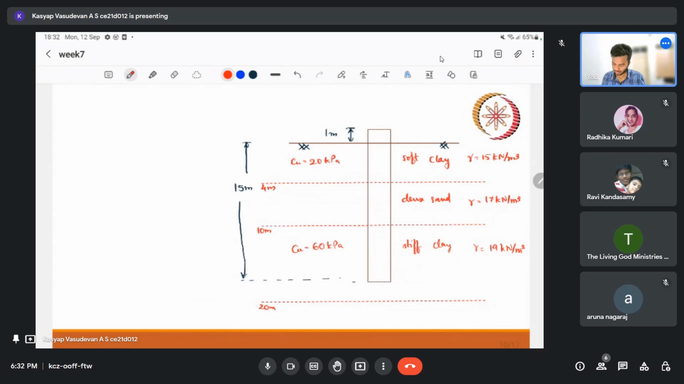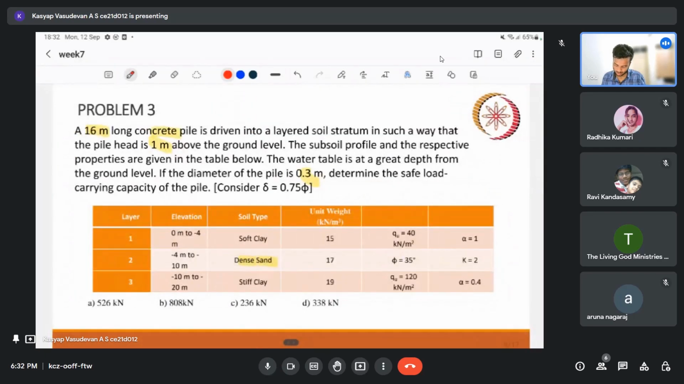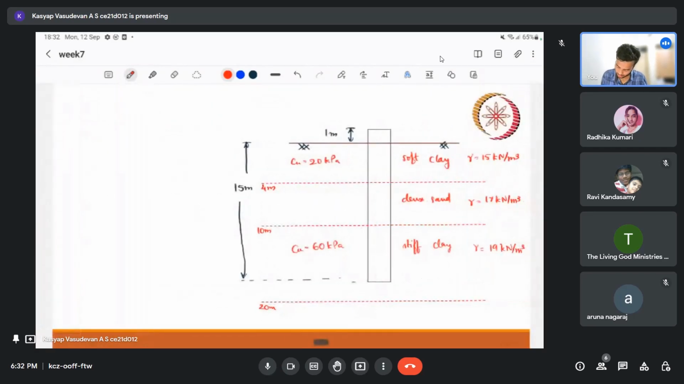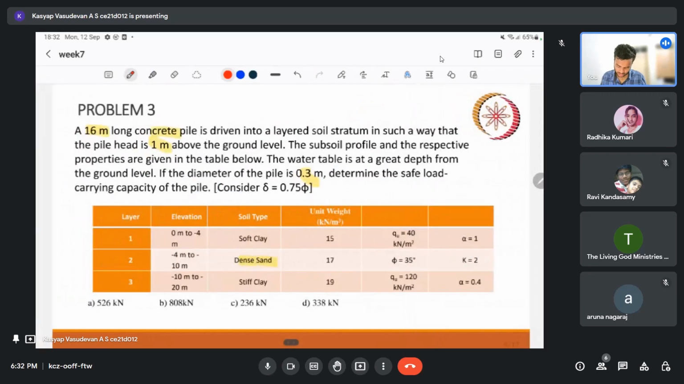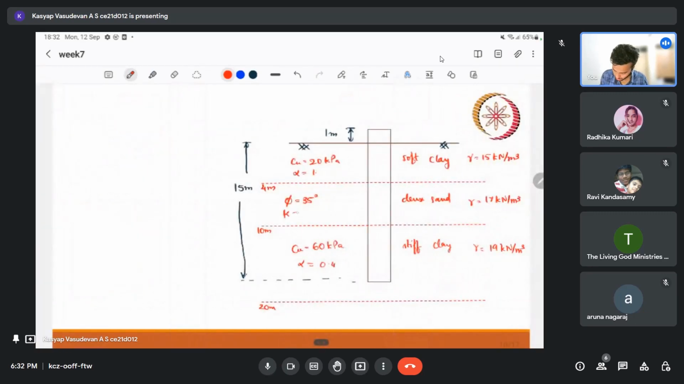Okay, and alpha. Here phi is 35 degrees. Alpha is given as 1, and here alpha is given as 0.4. And what else is mentioned? K value is directly given. K value is given as 2. I guess we have all the ingredients we need, so we can start.